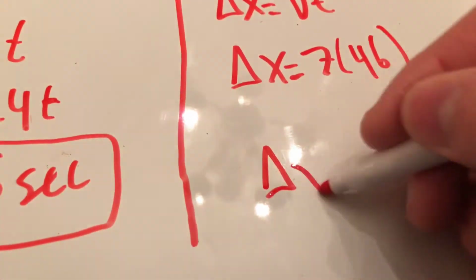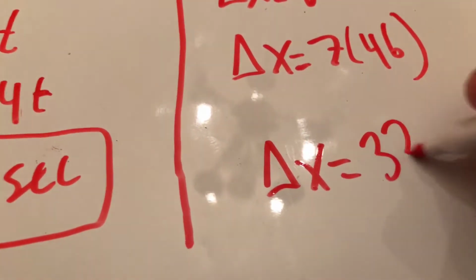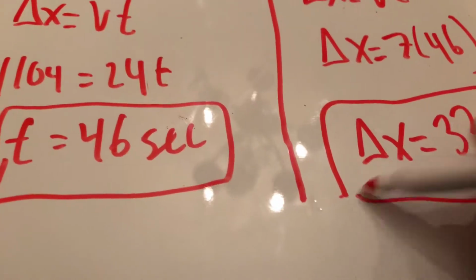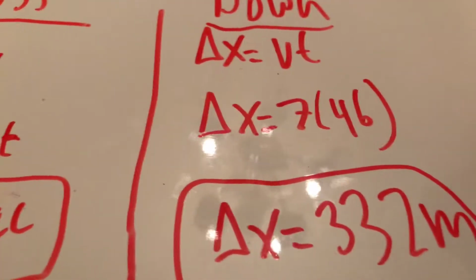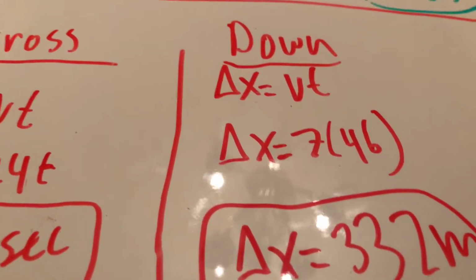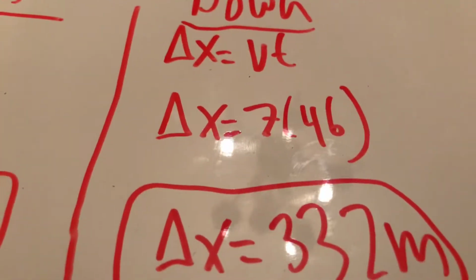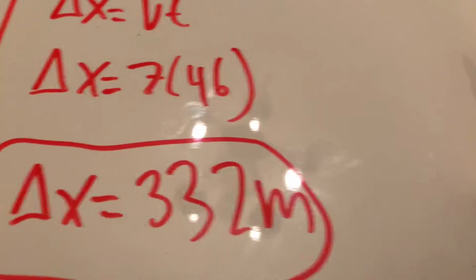Delta x is equal to 332 meters. So this will be my final answer: 332 meters down the river, downstream. And that's where I would be when I'm across the river.